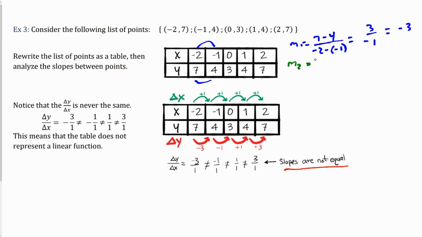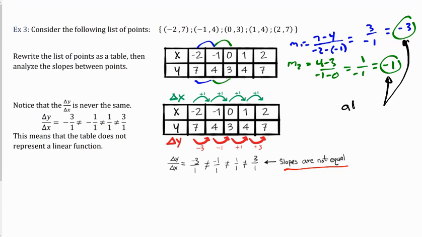Slope number 2, we have 4 minus 3 in the numerator, and we have negative 1 minus 0. 4 minus 3 is 1. Negative 1 minus 0 is negative 1. And as soon as you get a mismatch, you can stop. You don't have to do the rest of the calculations. At first mismatch in slope values, we can say that the data is nonlinear.